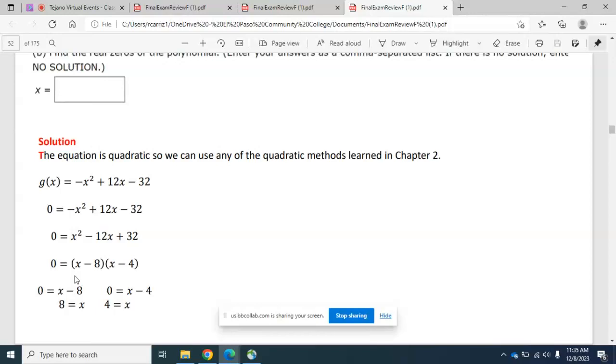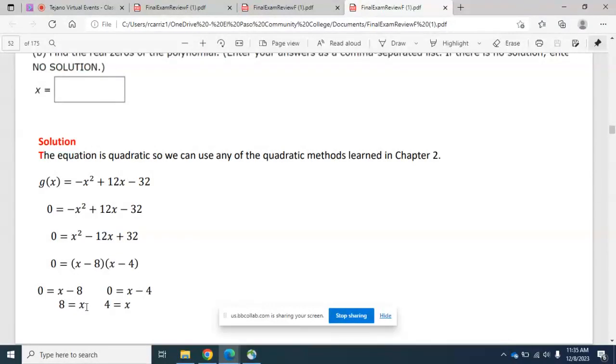So I know that the product of two numbers, for it to be equal to 0, means either of these two numbers or both of them are equal to 0. So let's find out what values of x will make this product 0. Set them equal to 0: x minus 8 is equal to 0, or x minus 4 is equal to 0.